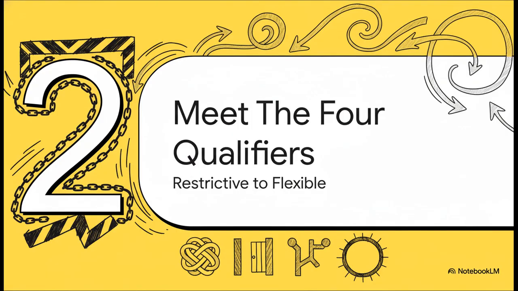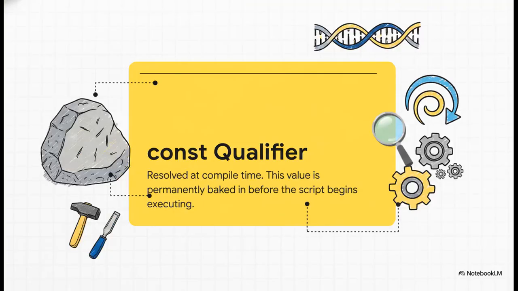All right, with those 2 rules in our back pocket, it's time to properly meet the gang. Let's go through the 4 qualifiers, starting with the most restrictive and working our way up to the most powerful. First up, we have const. The name really says it all. It's constant. Think of const values as being set in stone. They're decided at compile time. That's the exact moment you hit the save button. That value is literally baked into the script's DNA and can never be changed while it's running.